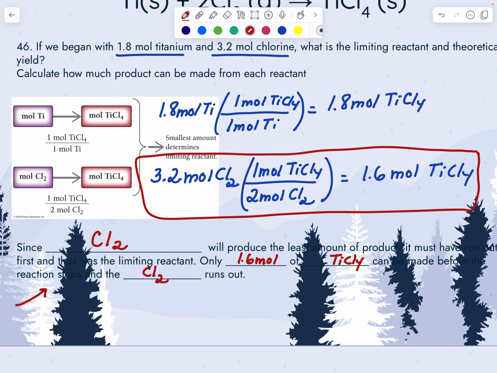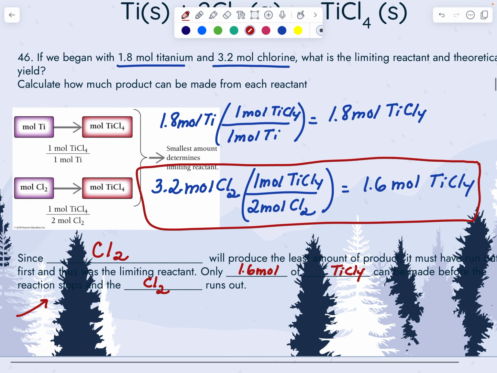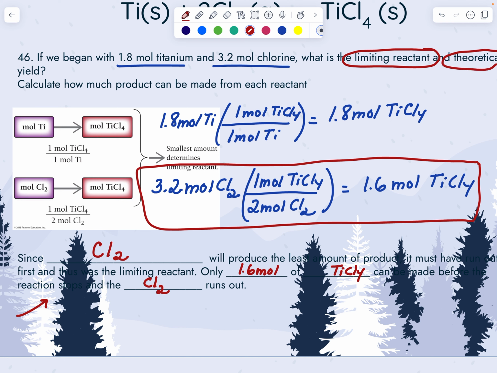So let's review what we did here again. I read the problem. How did I know this was a limiting reactant problem? Well, it asked us what was the limiting reactant and the theoretical yield, but also it gave me 2 reactants. So what did I do? I took each of those 2 reactants and I solved the problem. I said how much titanium 4 chloride could be made, and then the lower number was the correct answer, and that was the maximum amount of titanium 4 chloride that I could make.